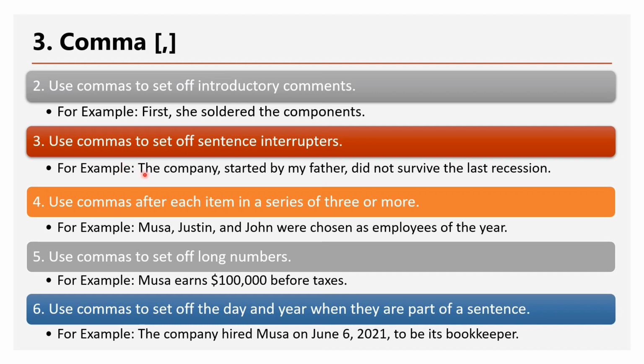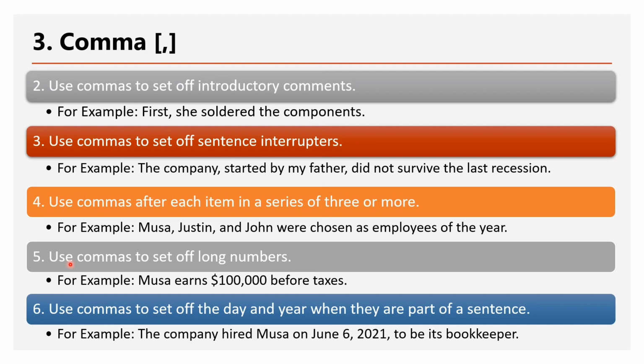Third point, use commas to set off sentence interrupters. For example, the company, I'm using a comma here, started by my father, again a comma, here the sentence is interrupted, did not survive the last recession. Number 4. Use commas after each item in a series of 3 or more. For example, Musa, again a comma, Justin, comma, and John were chosen as employees of the year.